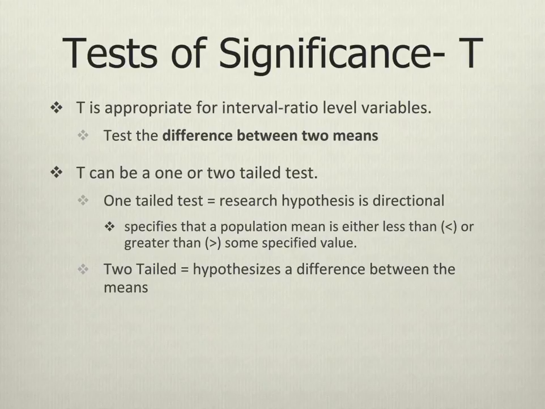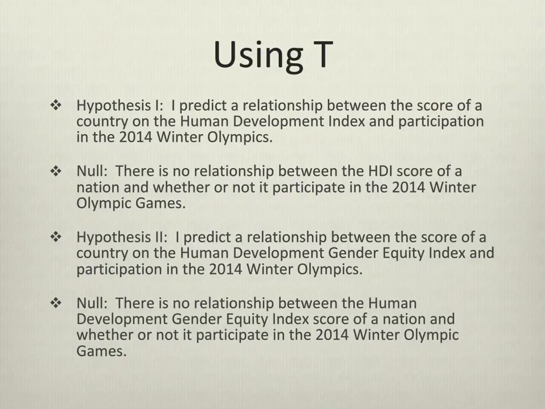You could have a direction in your test. You could hypothesize that one is going to be greater than or less than, or you could have no direction, specifying simply that there's a relationship. Of course, a direction will be revealed by the results of your test. Hopefully, an example will help clarify.